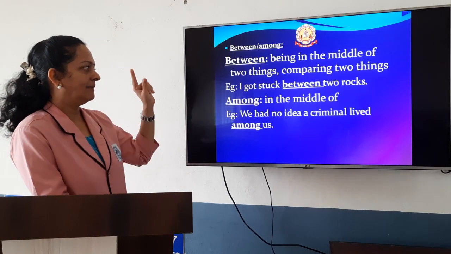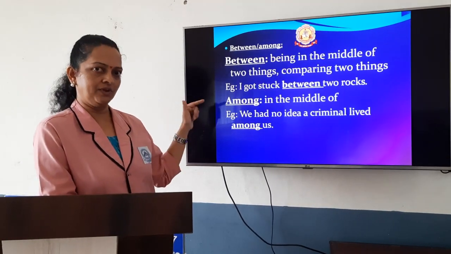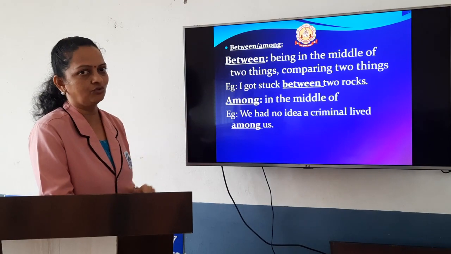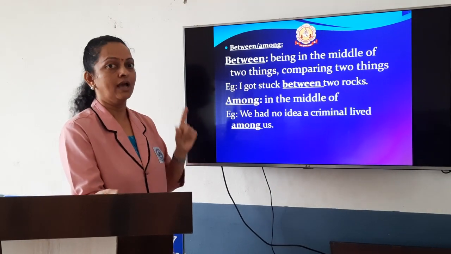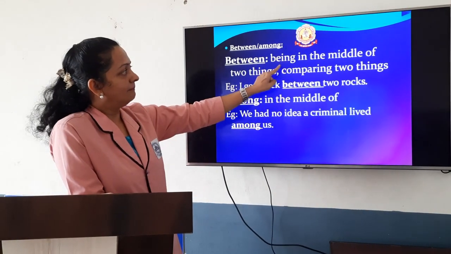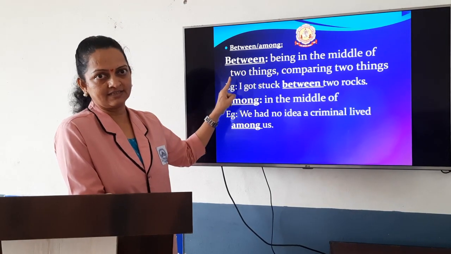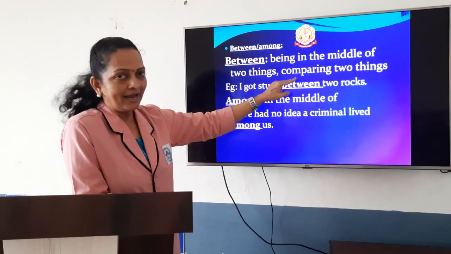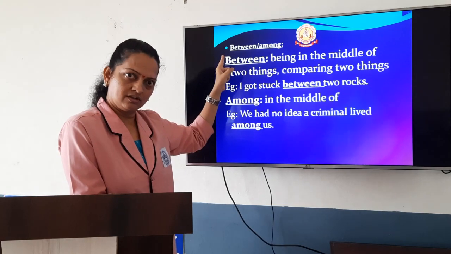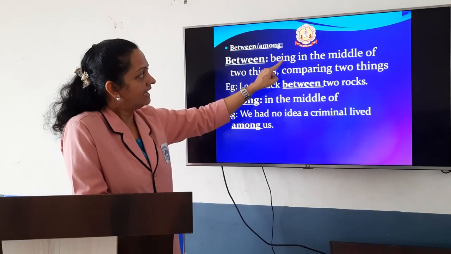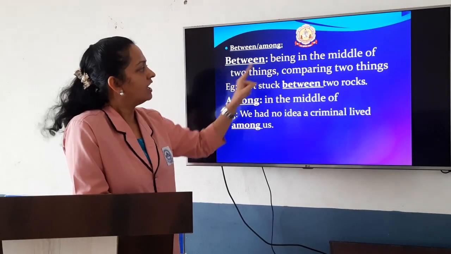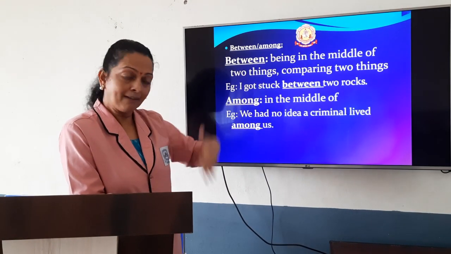Next slide we have between and among. When do we use between? When do we use among? We get confused about when to use between and when to use among. Between is nothing else but being in the middle of two things, or when we compare two things. Once again, I repeat: being in the middle of two things, or when we compare two things.